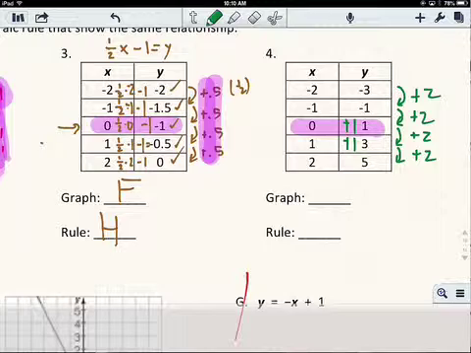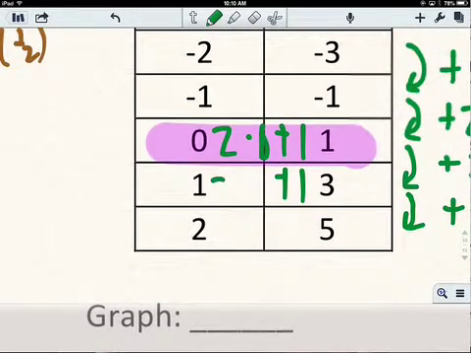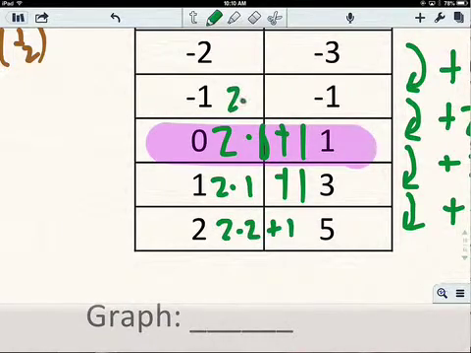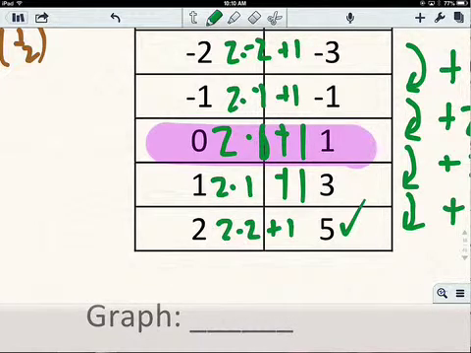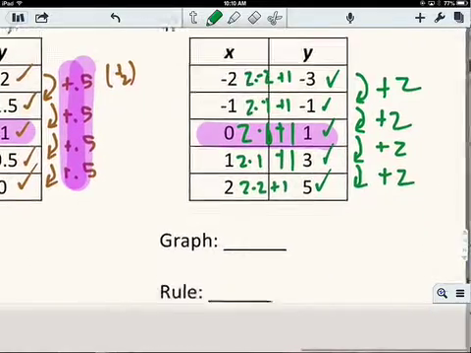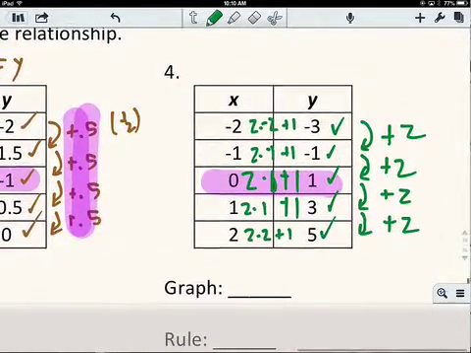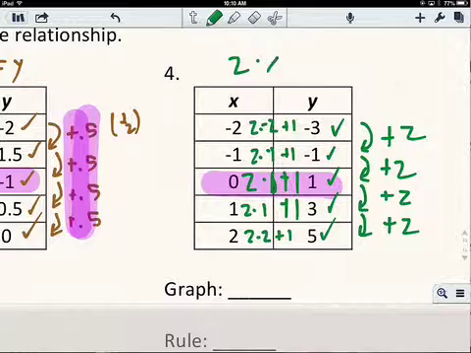So that tells me my multiplication must be 2 times 0. I'll zoom in here. 2 times 1. 2 times 1 is 2, plus 1 is 3. 2 times 2 is 4, plus 1 is 5. 2 times -1 is -2, plus 1 is -1. 2 times -2 is -4, plus 1 is -3. So we are in excellent shape here. I am looking at a rule that is 2 times x plus 1 equals y.